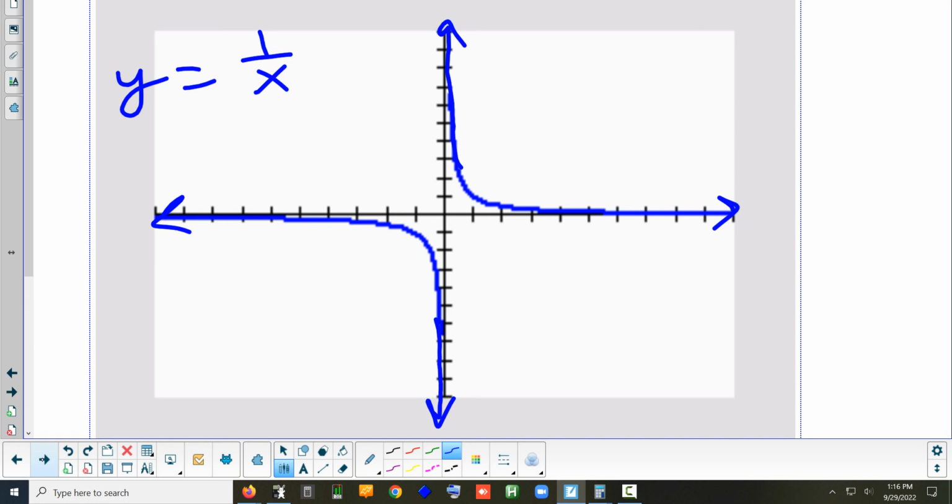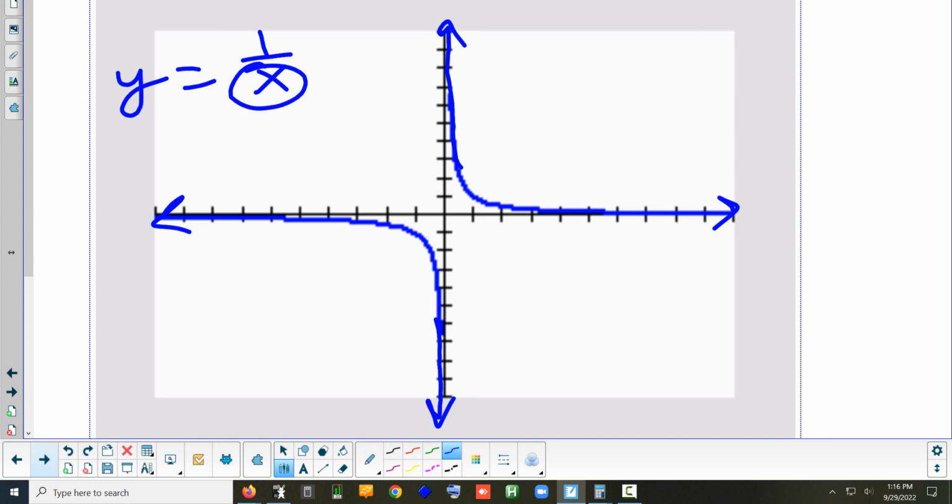But I don't care how far to the right you go. If you go all the way to the right when x is 500, is 1 divided by 500 going to be 0? No, it's going to be small. It's going to keep getting smaller the further to the right you go, but it will never be 0.